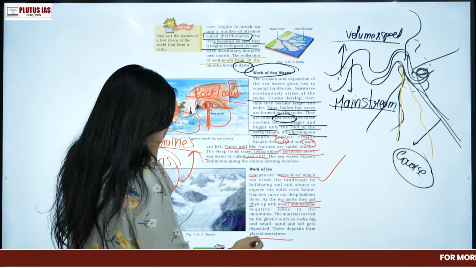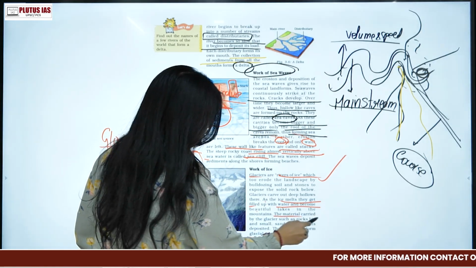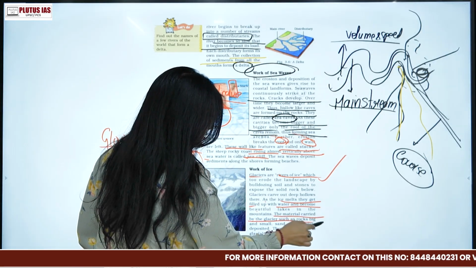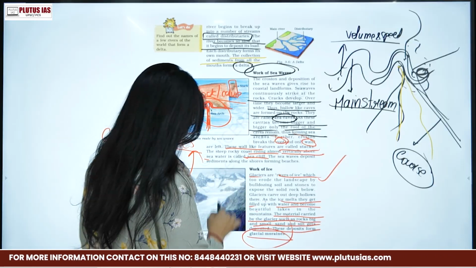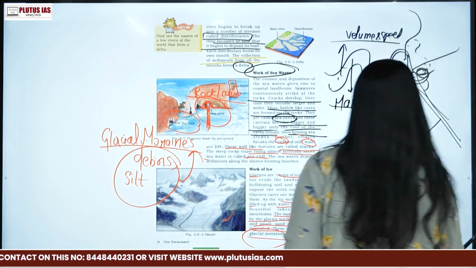Simple. Okay. So also you can take the formal definition. The material carried by the glacier such as rocks and the small sand and silt gets deposited. These are known as glacial moraines. This is a diagram of the glacial moraine here.